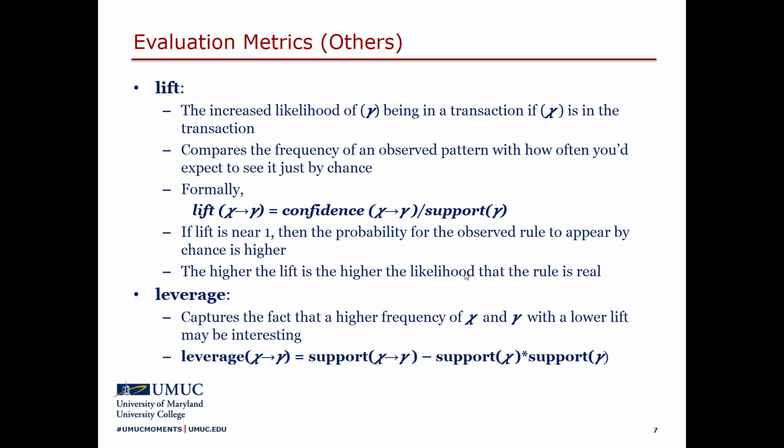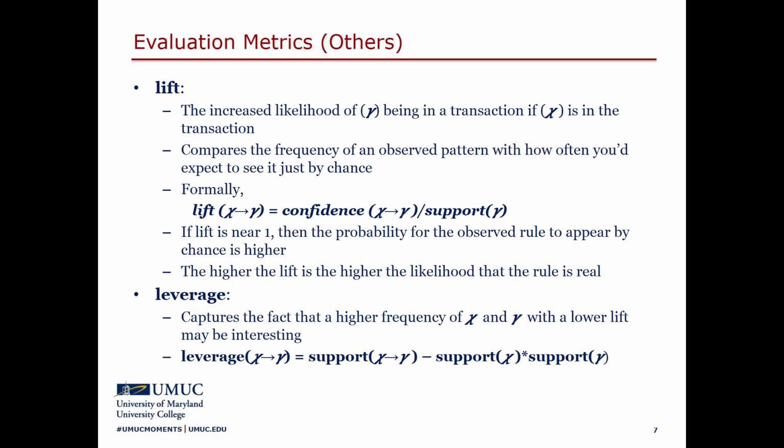It is a type of metric that combines support and confidence. And this is another way of safeguarding from rules that are extracted by random noise or chance. Okay? So it compares the frequency of an observed pattern with how often you would see that just by pure chance. Okay, and it is formally calculated. The lift of the rule is the confidence of the rule over the support of the items in the consequent.